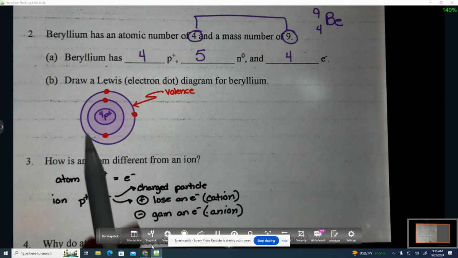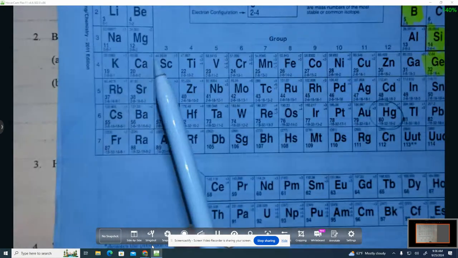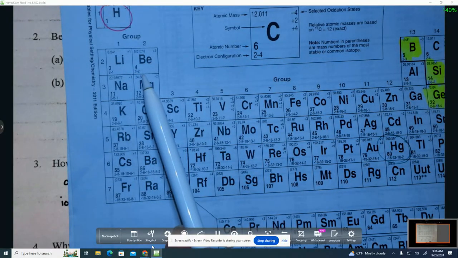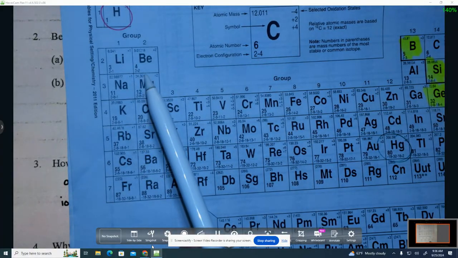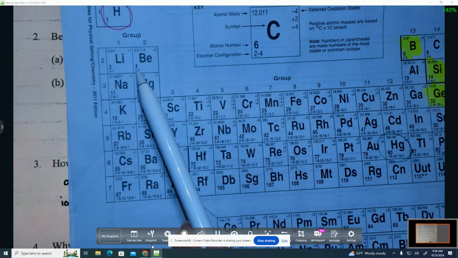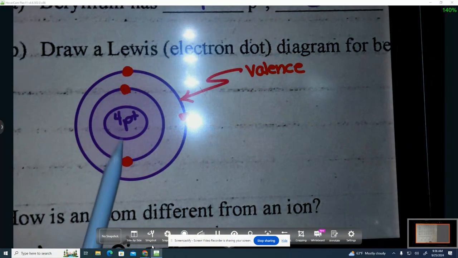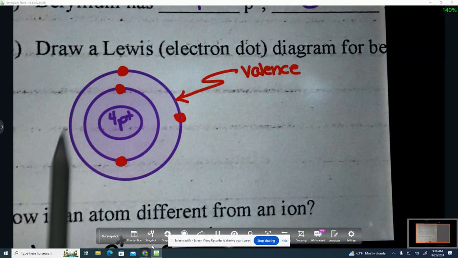When you look at your reference table, which I know you all have out in front of you, right? When you look at beryllium on the reference table, there are two numbers here, 2-2. That's called the electron configuration. That's saying that the first energy level has 2 electrons in it. The second energy level has 2 electrons in it. So that's what I drew here: 2 electrons in the first energy level and 2 electrons in the second energy level.